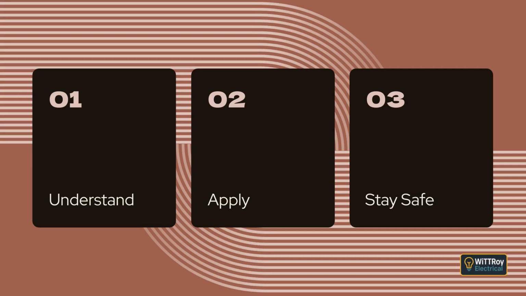Clause 3.9.3.3 Wiring systems likely to be disturbed. Some locations require extra support because the wiring is more likely to be touched, moved, or affected by normal activity.